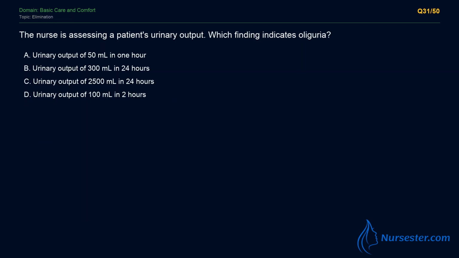Question 31. The nurse is assessing a patient's urinary output. Which finding indicates oliguria? Option A, urinary output of 50 milliliters in 1 hour. Option B, urinary output of 300 milliliters in 24 hours. Option C, urinary output of 2,500 milliliters in 24 hours. Option D, urinary output of 100 milliliters in 2 hours.